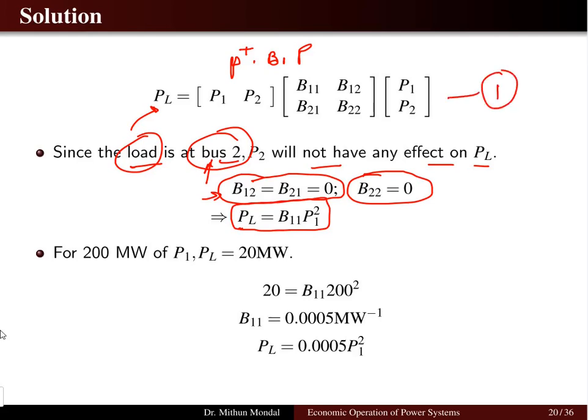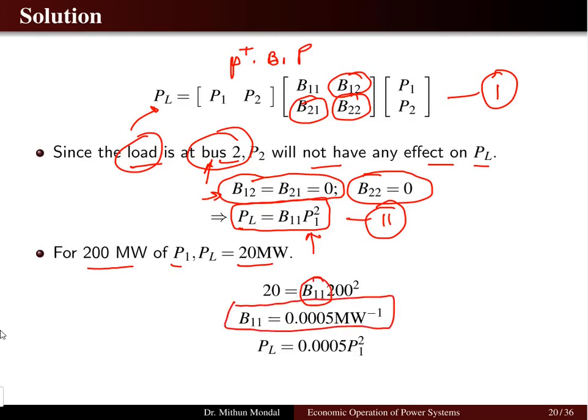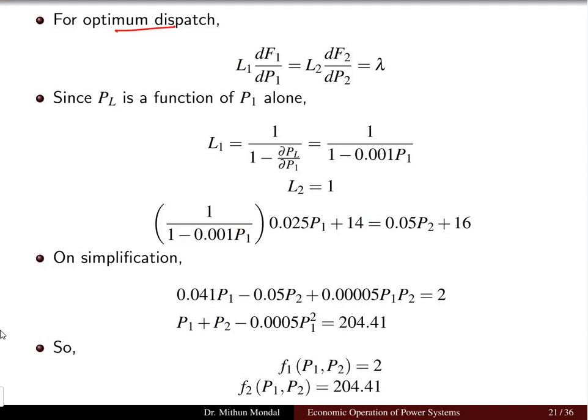If we expand this equation, setting these values of B12, B21 and B22 to be 0, we will get this expression. Now 200 megawatt of power P1 and power loss 20 megawatt, we can substitute in this expression to find what the unknown B11 is. So B11 we can find out, and after knowing this B11, we can put it in this equation to find what PL is. So in the optimal dispatch problem, where you have the penalty factor to be multiplied with the fuel cost derivative expression to find the lambda, PL is a function of P1 alone.